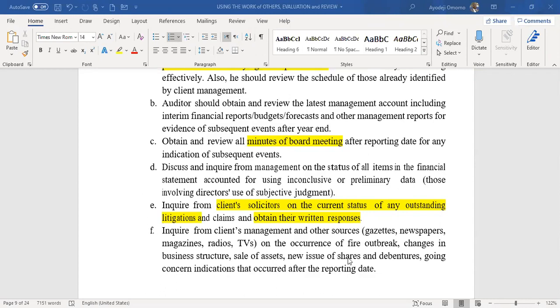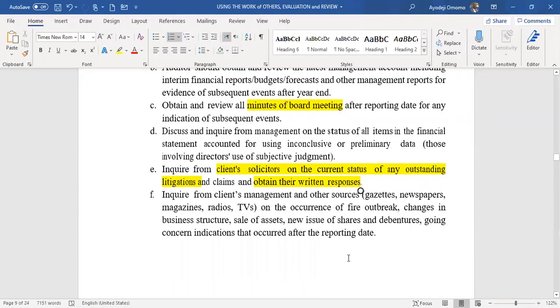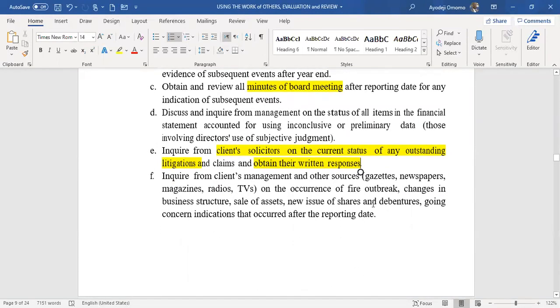No, and again, because even if anything is done based on a verbal response, it can be denied. The solicitor can deny you in future and say, I did not tell you that. So that is one of the reasons why we said we have to receive written response so that you are not denied in future. Okay, we can also inquire from client's management or other sources.